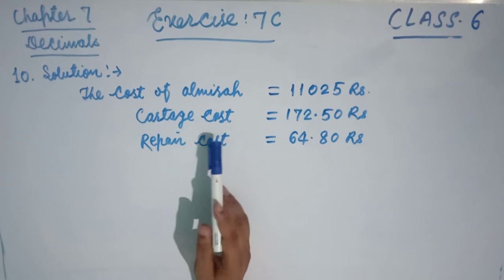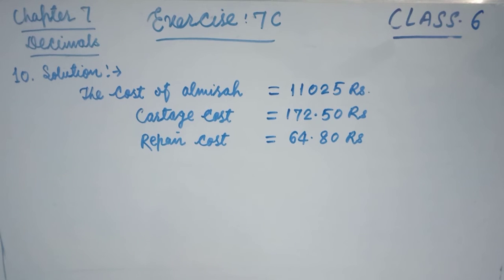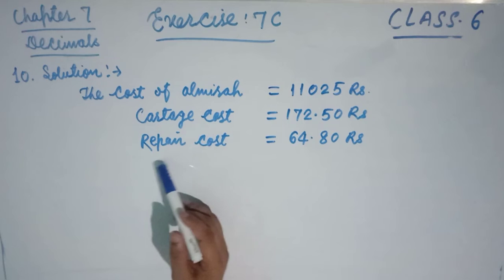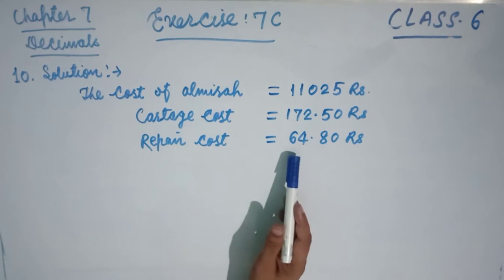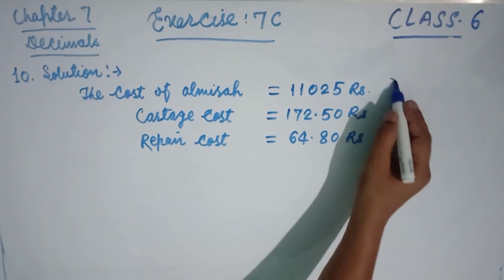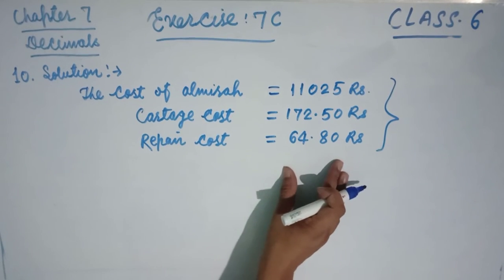The cost of Almirah, only Almirah cost is 11,025 rupees, and the cartage cost is given 172.50 rupees, and repair cost is 64.80 rupees, and we have already written over here. Okay, now we have to find how much the Almirah costs him. That means suppose the person has purchased Almirah and he will spend for the cartage and repairing. How much cost is Almirah for him?